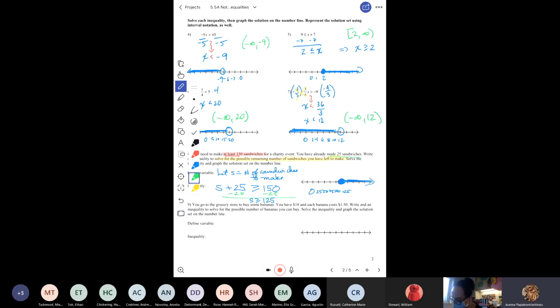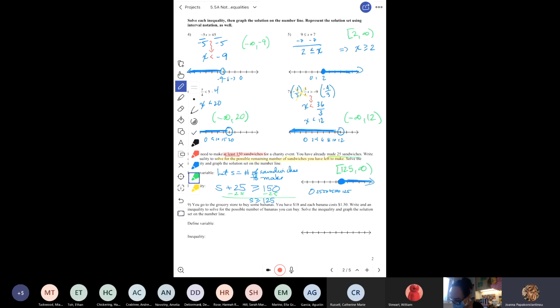Of course, we should be able to represent this as an interval. So what would the corresponding interval be? Closed 125, open infinity. Okay. Closed 125 to open infinity. You are absolutely correct. Okay, let's look at the next example.